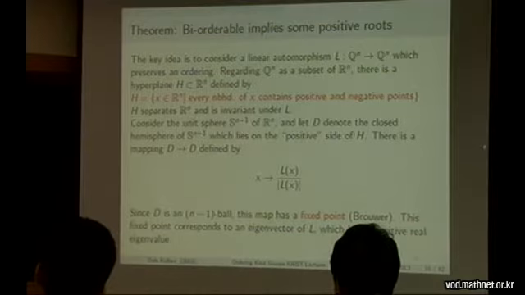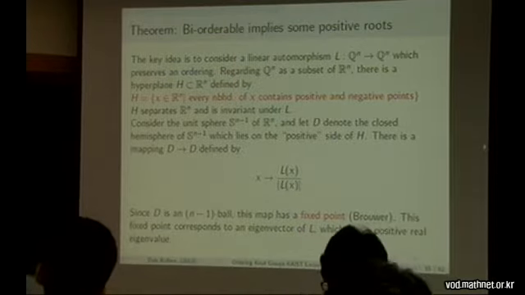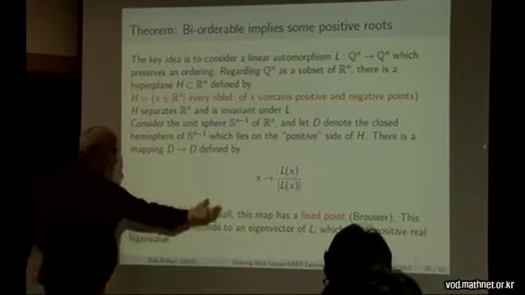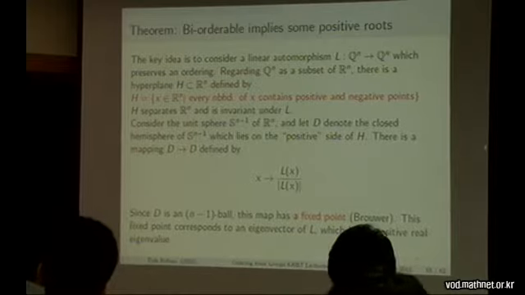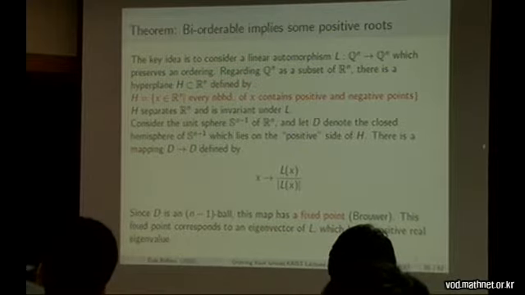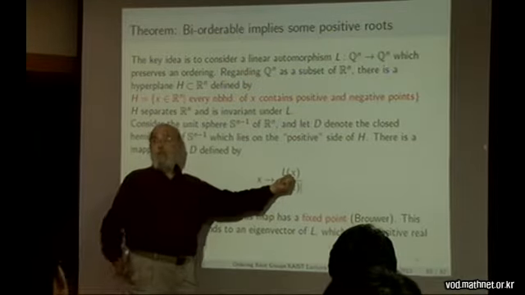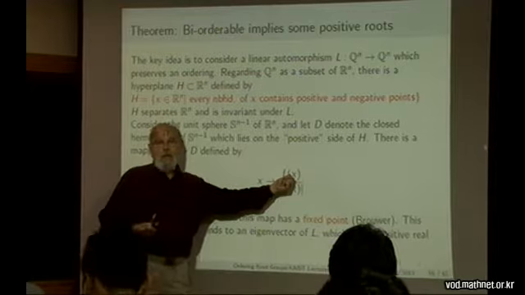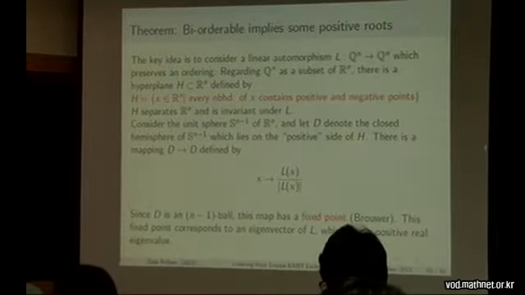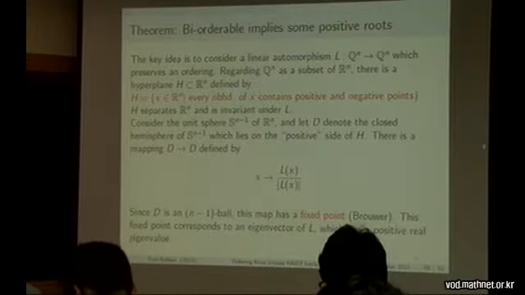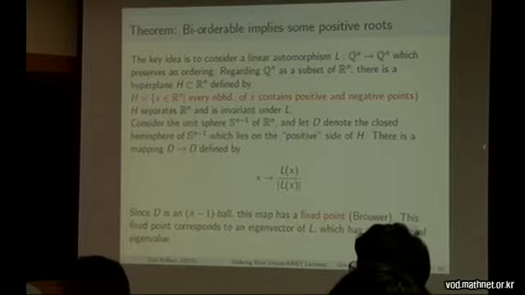Well, there's a famous theorem, one of my favorite topology theorems. D is an n-1 disk, or ball, and so the Brouwer fixed point theorem implies that there has to be a fixed point of this mapping. That says that there exists X such that L of X is in the same direction. In other words, that would be an eigenvector with a positive eigenvalue. So, positive real eigenvalue. That's the key idea in the proof.